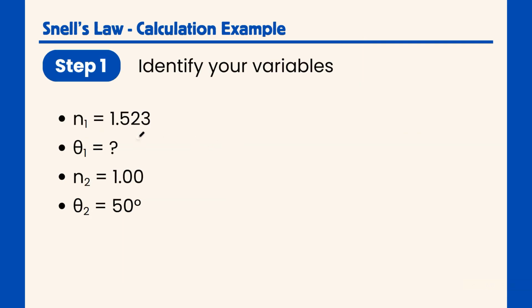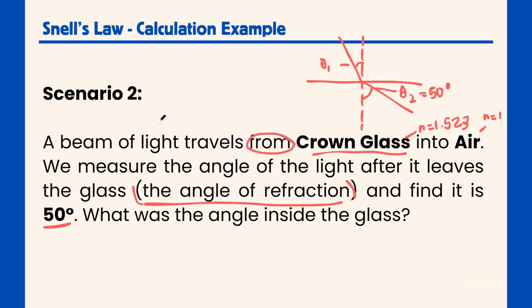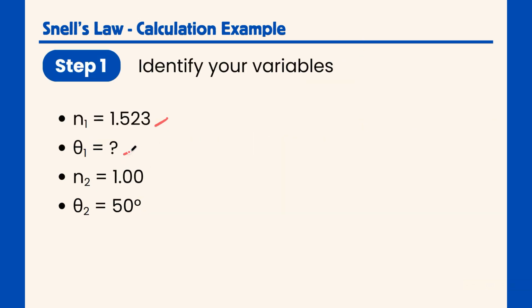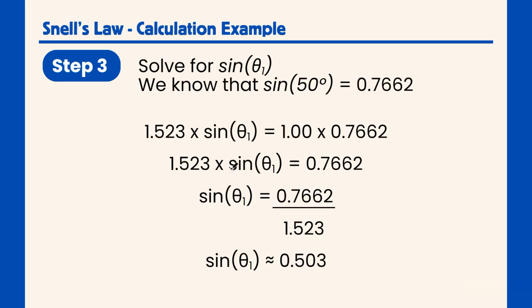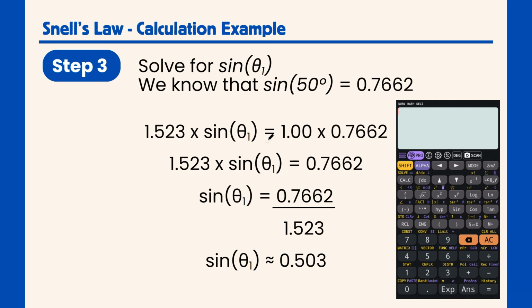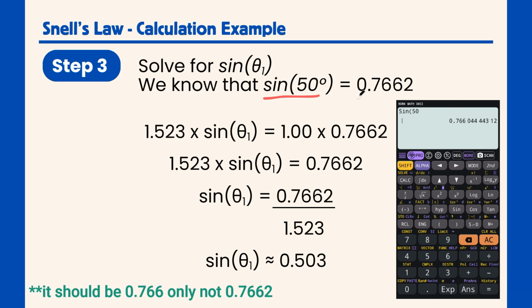So, we identify our variables. Our N1 is the crown glass, which is 1.523. Gipangita nato ang angle of incidence. N2 is the air, and the angle of refraction is 50 degrees. So, we set up the equation and solve it with our calculators, and we have the value for sine 50 degrees to be 0.7662. So simply substitute lang, and then we simplify. 1 times 0.7662 is 0.7662.